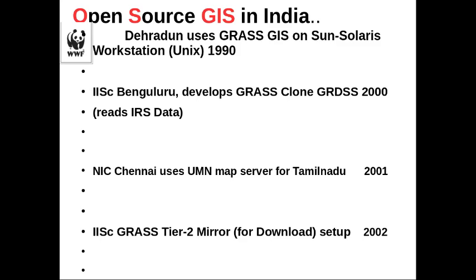And then in 2001, National Informatics Center, NIC Chennai, used UMN map server for Tamil Nadu WebGIS. And in Indian Institute of Science, a Tier 2 mirror to download GRASS was established in 2002. So these are the steps that have been taken right from 1990. That is, well, 30 years.